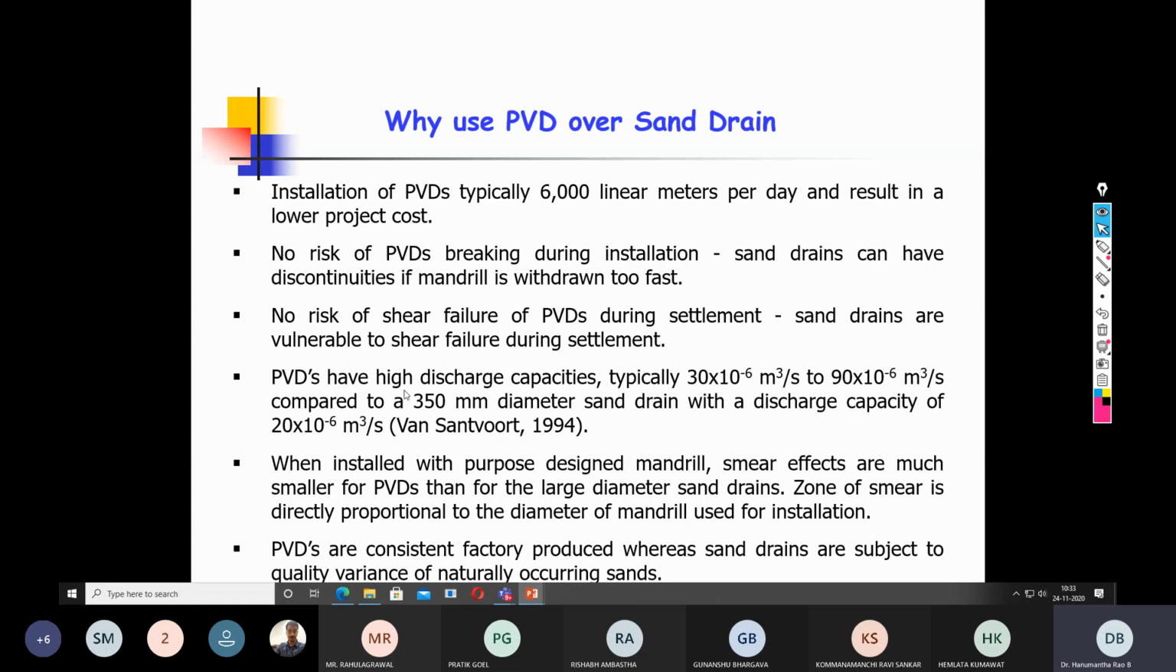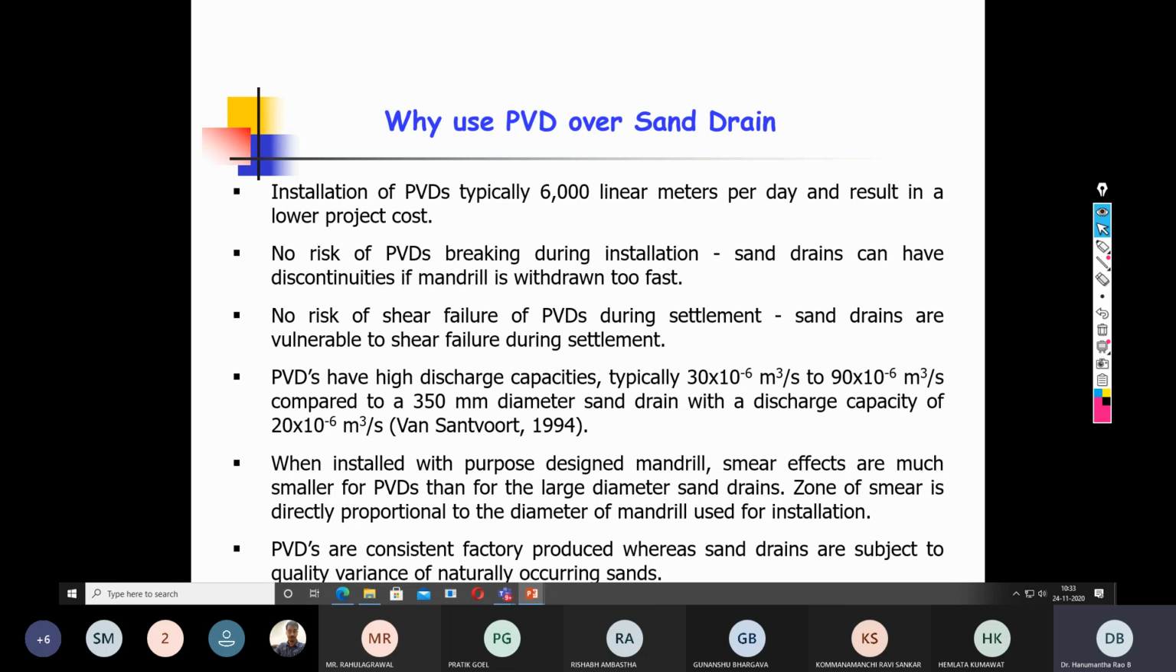PVDs have high discharge capacities, typically 30 into 10 power minus 6 cubic meter per second to 19 into 10 power minus 6 cubic meter per second, compared to a 350 millimeter diameter sand drain with a discharge capacity of 20 into 10 power minus 6 cubic meter per second. So this is some typical comparison.